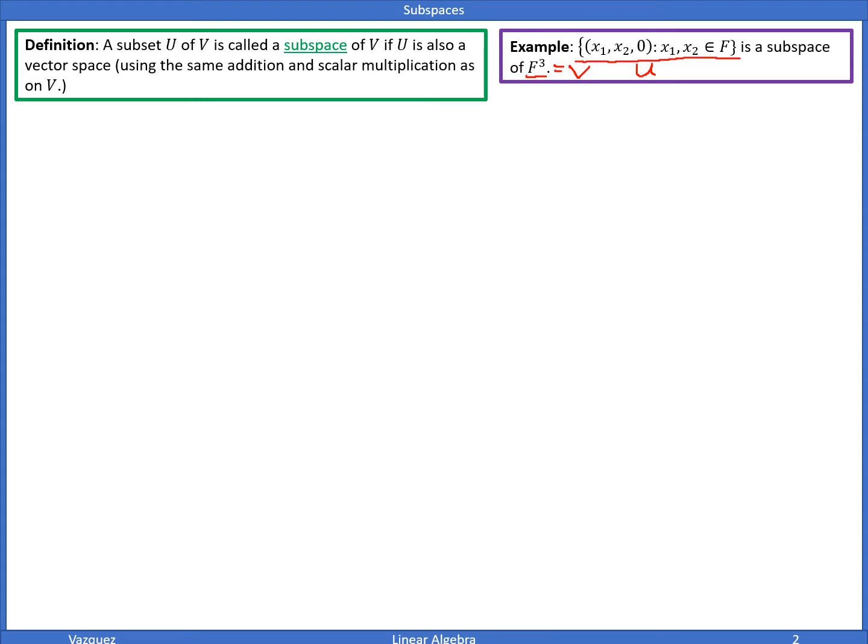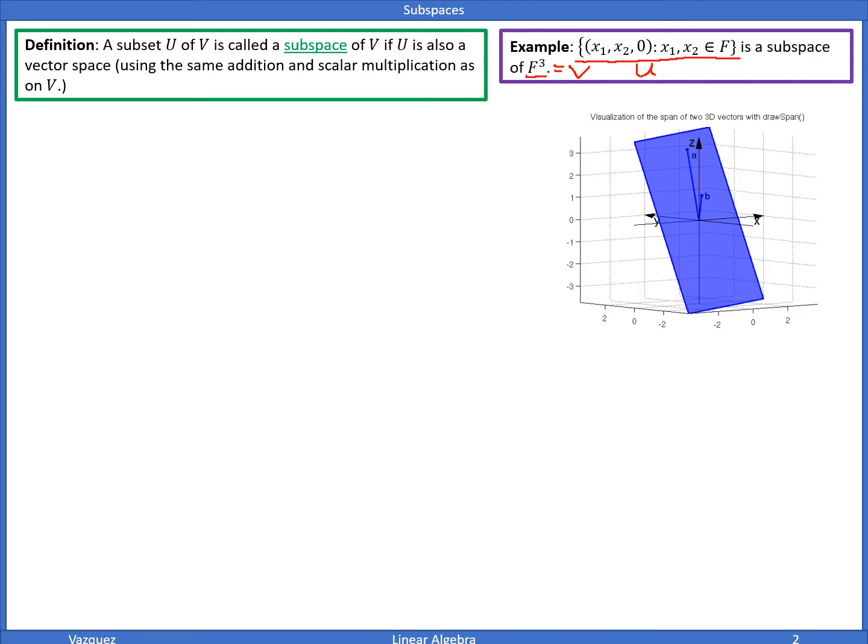And you can probably visualize what that looks like. If we're in F^3, you may imagine a three-dimensional space. U here is a two-dimensional space, which would be pretty much a plane. So here's a picture of what that would look like. Here we always do have to include the element 0, the zero vector. 0 always has to be included in our subspace.